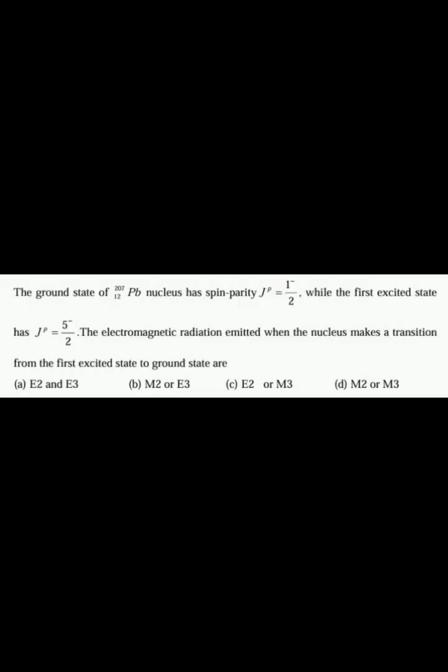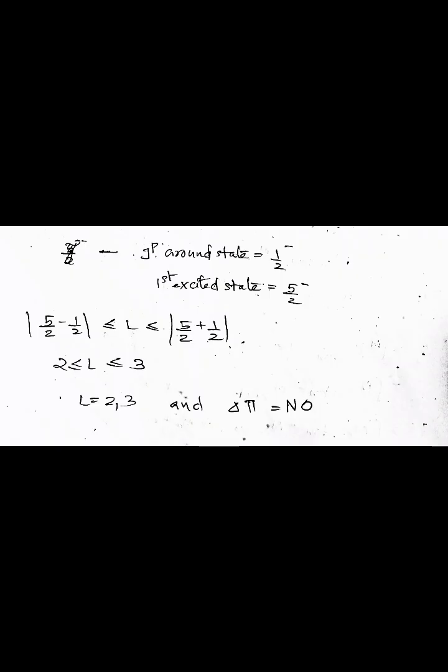The next question is, the ground state of Pb-207 nucleus has spin parity Jp equal to 1/2 minus, and the first excited state Jp is equal to 5/2 minus. The electromagnetic radiation emitted when the nucleus makes a transition from the first excited state to the ground state is dash. So here the spin and parity of the ground state is given as 1/2 minus and the first excited state is given as 5/2 minus.